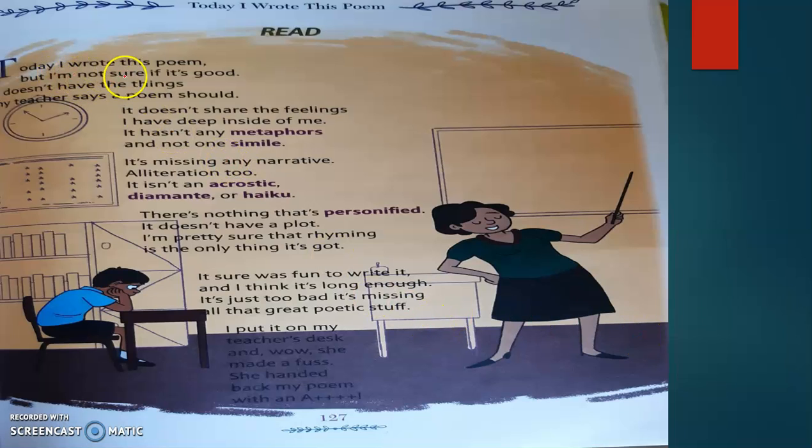Now, today I wrote this poem, but I am not sure if it's good. It does not have things my teachers say a poem should. And it does not share the feelings I have deep inside of me. It has not any metaphors and not one simile. It's missing any narrative, alliteration too. It is not an acrostic, diamond or haiku. There is nothing that is personified. It does not have a plot. I am pretty sure that rhyming is the only thing it's got. It sure was fun to write it, and I think it's long enough. It's too bad it's missing all that great poetic stuff.